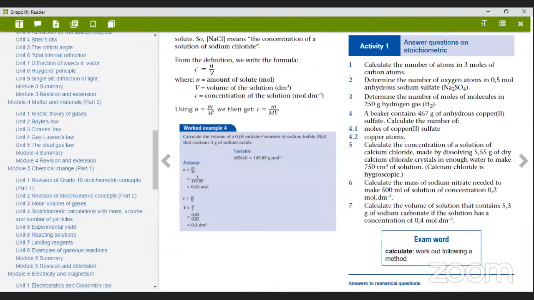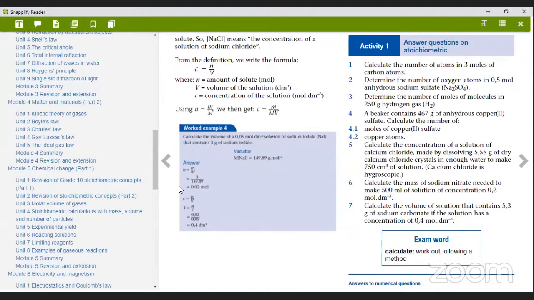And remember, I told you they'll always give you the grams. They will never give you the molar mass. That you'll have to find on your own. So our unknown is the volume. In order for us to find the volume, we know that we need n. So first, we're going to calculate n, which is equal to m over molar mass.